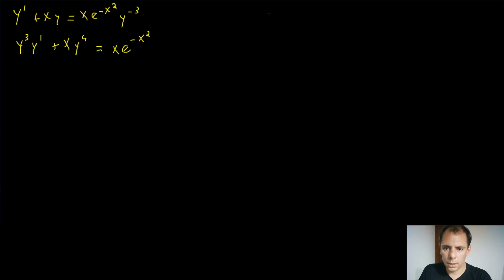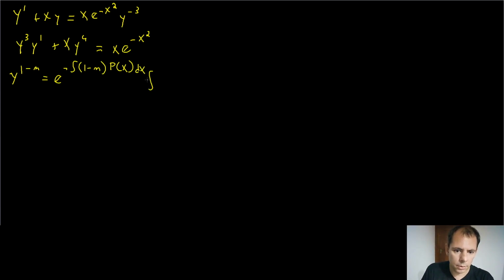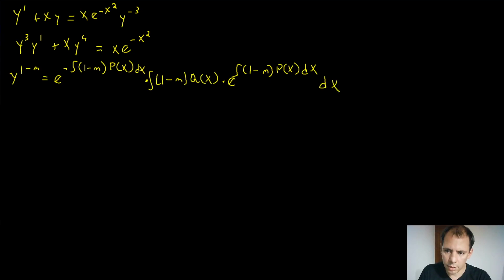Now, I'm just going to put over here the general formula: y to the 1 minus n is equal to e to the negative of the integral of (1 minus n) p(x) dx, everything times the integral of (1 minus n) q(x) times e to the integral of (1 minus n) p(x) dx, and now we're going to integrate everything dx.